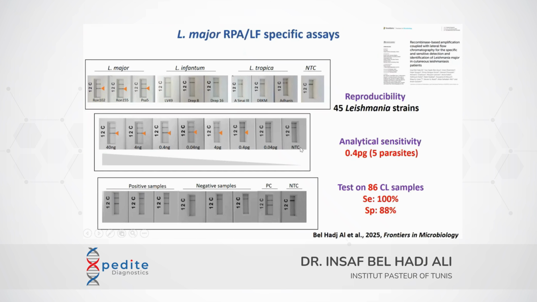So the first test we developed was a Leishmania major specific test. And the assay showed reproducible and stable results when we tested it on reference Leishmania strains; we were able to detect as low as 5 parasites. And when we tested it on CL samples, it showed a sensitivity of 100% and specificity of 88%. So there were 3 samples that were negative with the standard test that showed positive results with our test. But we think that our test may be more sensitive than the standard one.